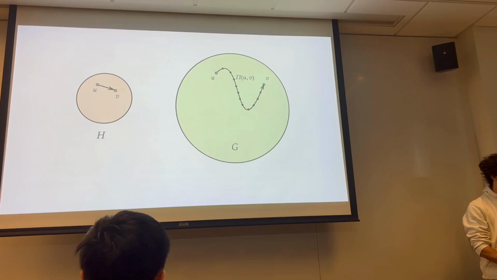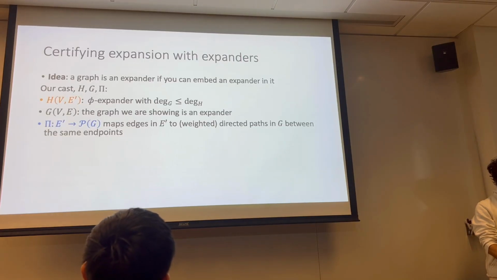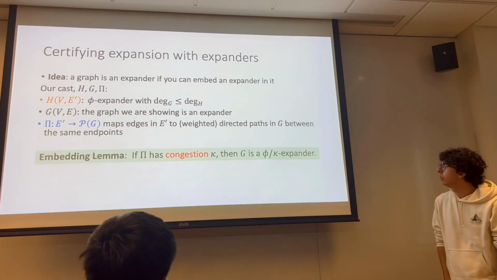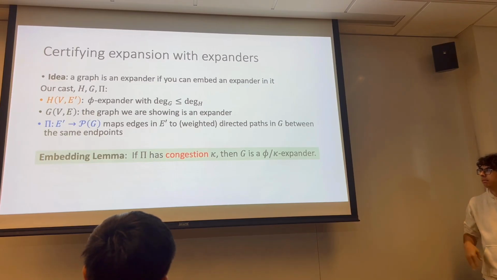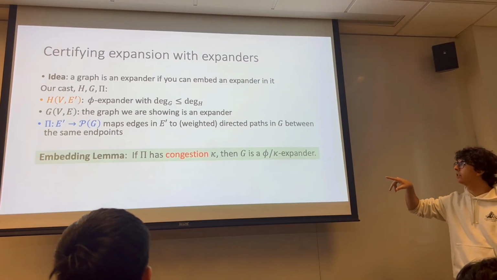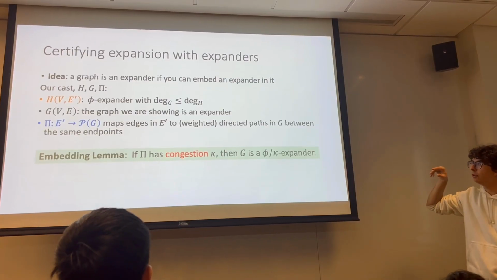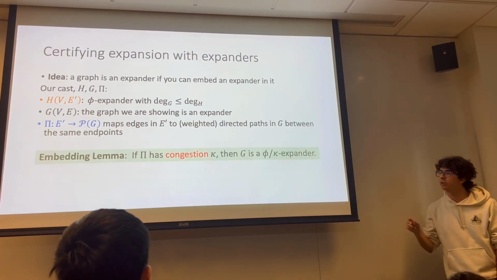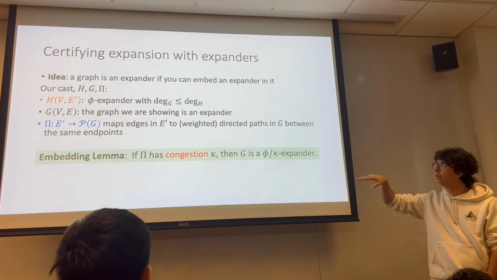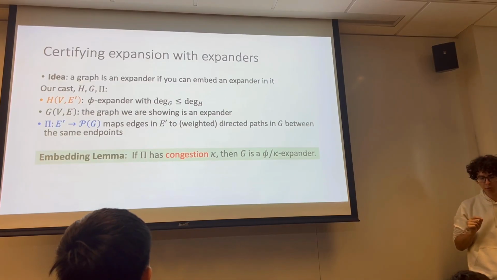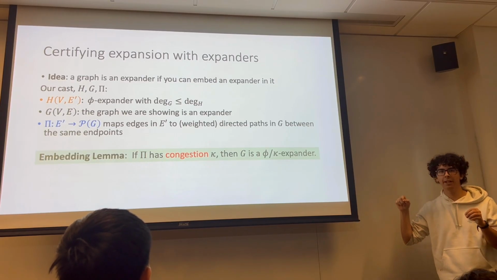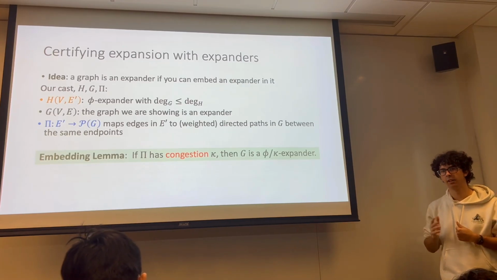That is important. Okay. So I want to formalize this idea with this embedding lemma. And this is at the core of all these expander decomposition results to come. If this embedding pi has congestion kappa, and you can embed this known expander into G using pi, then you get that G is a phi over kappa expander. And what do I mean by congestion kappa? I just mean the embedding doesn't overuse edges in G. Among all the paths in the embedding, it only uses each edge at most kappa times its capacity.